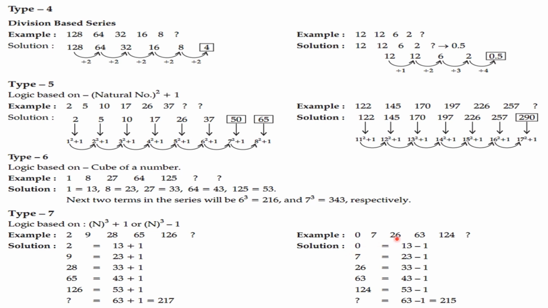Next example: 0, 7, 26, 63, 124. 0 is equal to 1 cube minus 1, 7 is 2 cube minus 1, 26 is 3 cube minus 1, 63 is 4 cube minus 1, and 124 is 5 cube minus 1. The next is 6 cube minus 1, which is equal to 215. That is the difference.